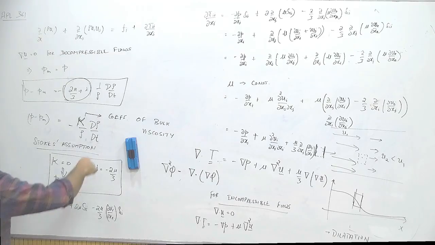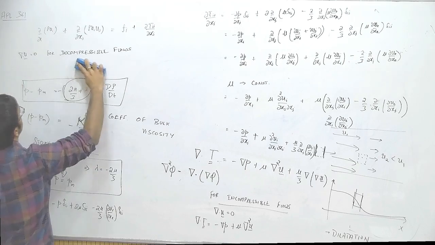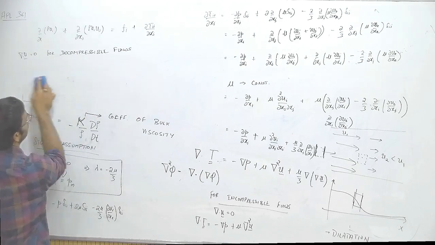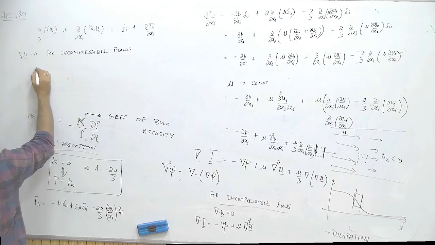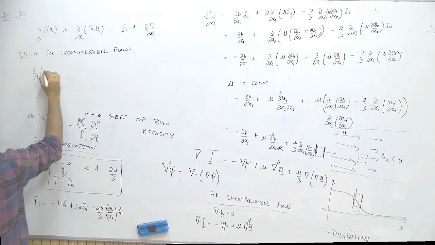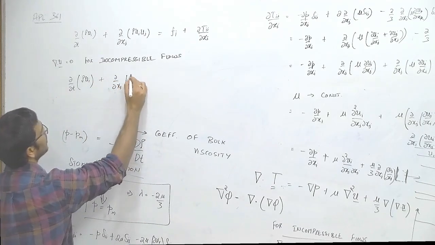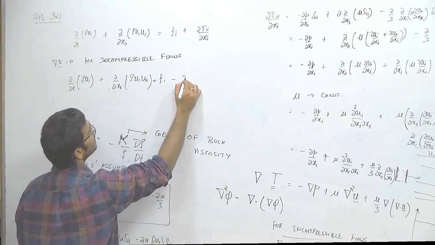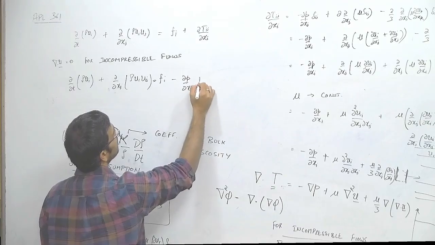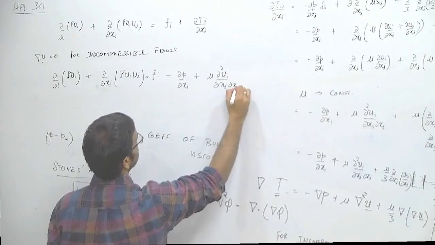And substituting this in our momentum equation, we get the final version of our Navier-Stokes equation, which we are going to solve for different scenarios in this course, and that is, in the index notation, del by del t of rho ui plus del by del xj of rho ui uj equals fi minus del p over del xi plus mu del 2 ui over del xj del xj.